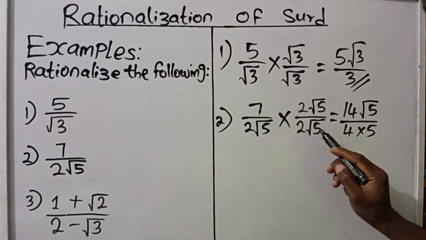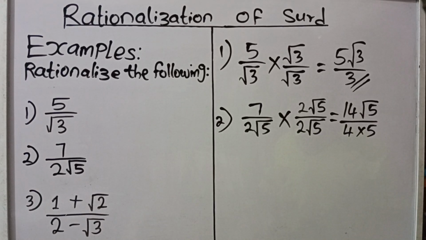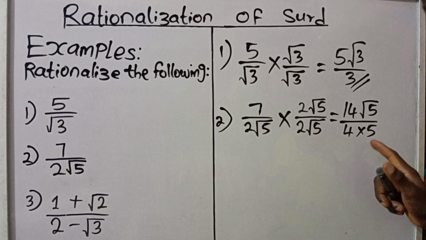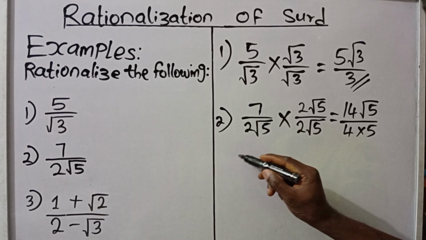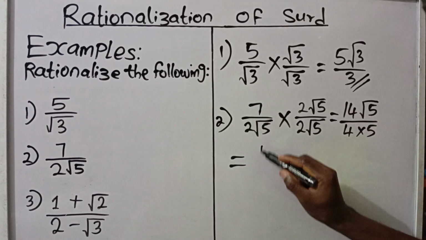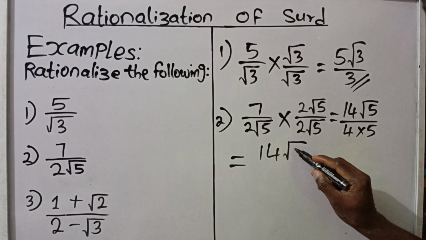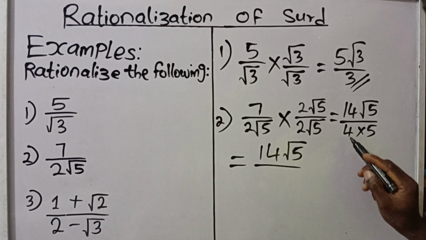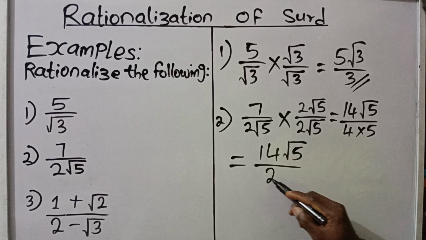Just like saying root 5 times root 5, that's supposed to give us root 25. And the square root of 25 will give us what? 5. So let's now move further. Finally, we have it as 14 root 5 all over 4 times 5, which will give us 20.